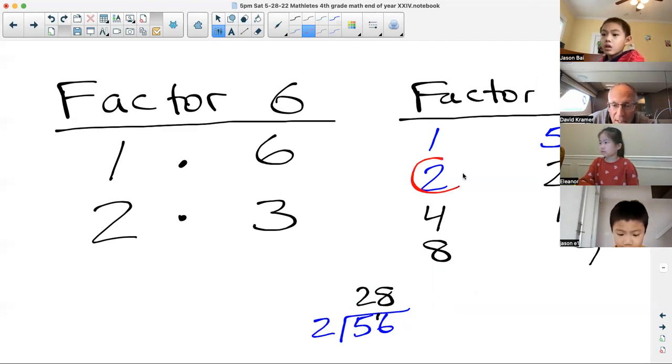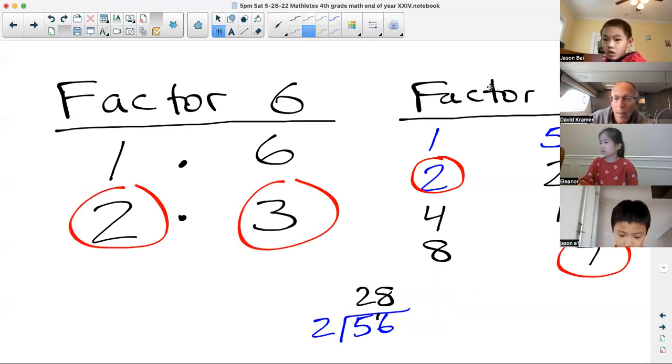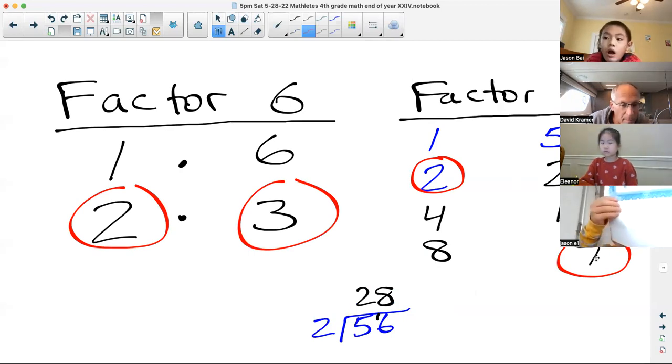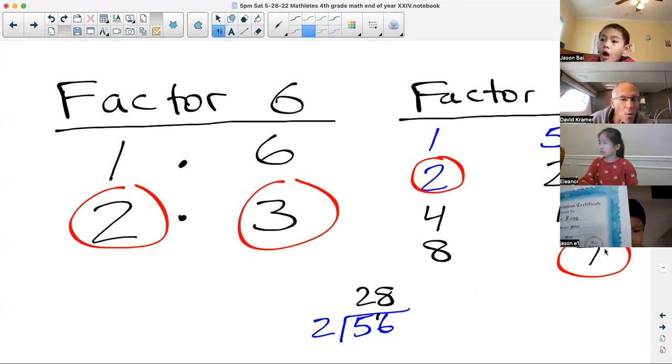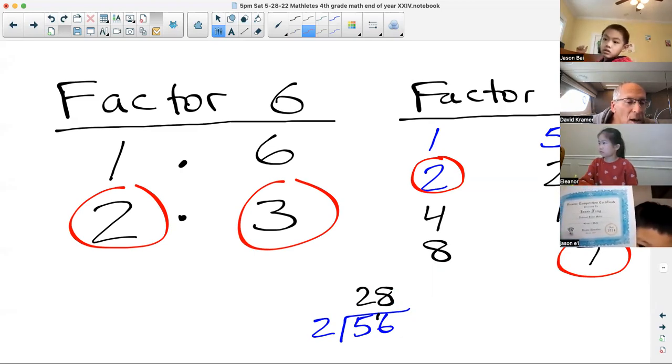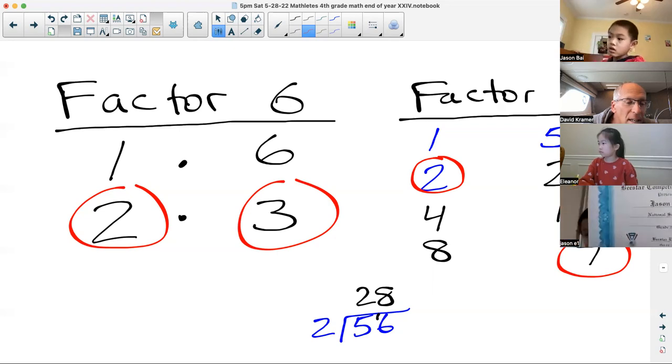And you know, one thing that's really important is that Mr. Kramer always likes to circle his prime numbers. I always like to circle my prime numbers. So when I have a prime number on the bottom, I know that oh, wow, look at that. That's fantastic.